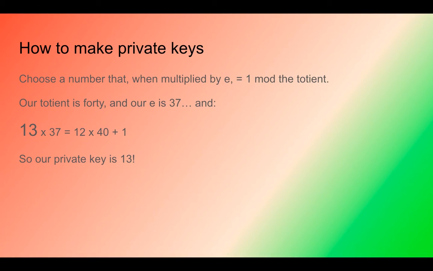So how do you make private keys? You choose a number that, when multiplied by E, equals 1 mod the totient. Our totient is 40, and our E is 37, and 13 times 37 equals 12 times 40 plus 1. So 13 times 37 equals 481, equals 12 times 40 equals 480, plus 1. So our private key would be 13.